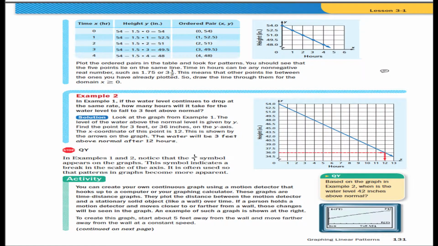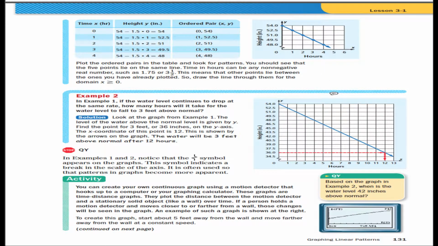So we've got our line, and the domain here for x is that it's greater than or equal to 0, which is the beginning of time on out. The range for y depends on for how long the level is dropping and when it gets back to normal. So that's our first example in here.